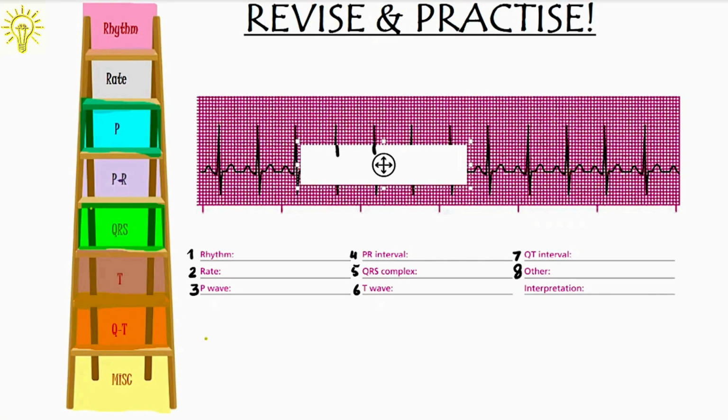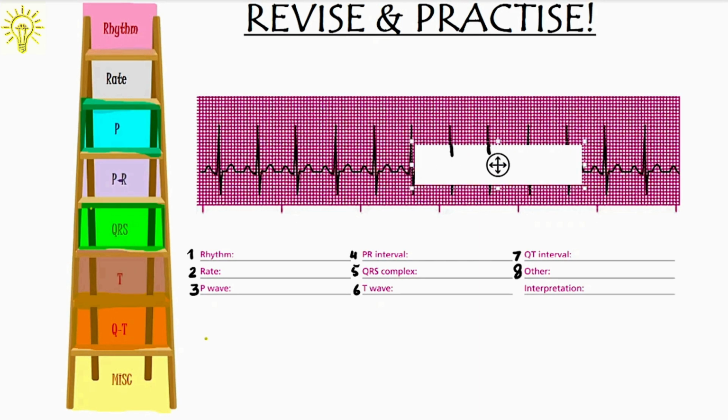In this ECG, the rhythm seems very regular. So I would write it's a regular rhythm. For the heart rate, this is 5 large boxes, this is 10 large boxes, so 20 and 30 large boxes make a 6 second strip. In this 6 second strip, I have 11 and 12 beats. So 12 into 10 is 120. So the rate is around 120 beats per minute.